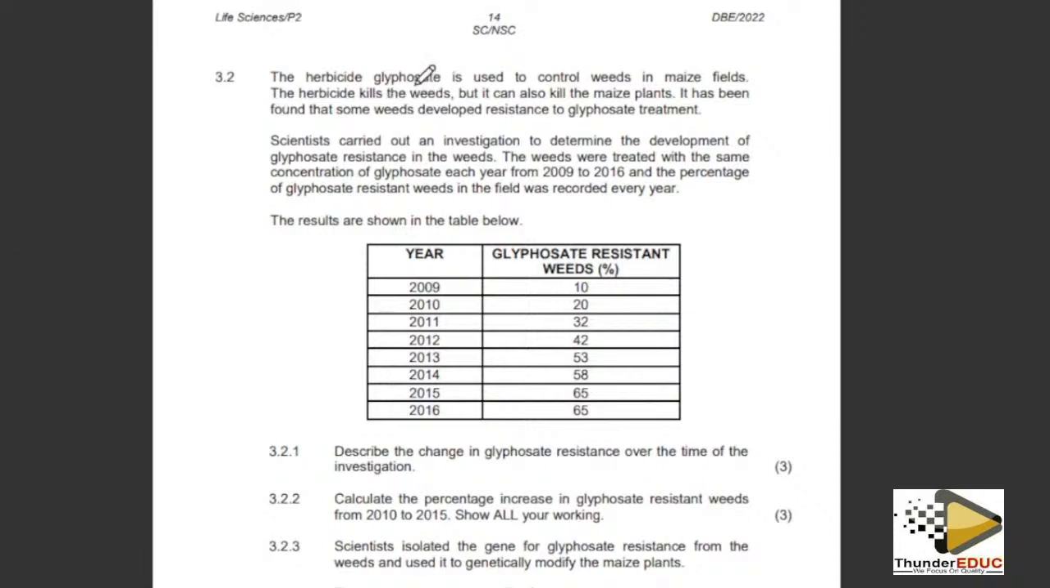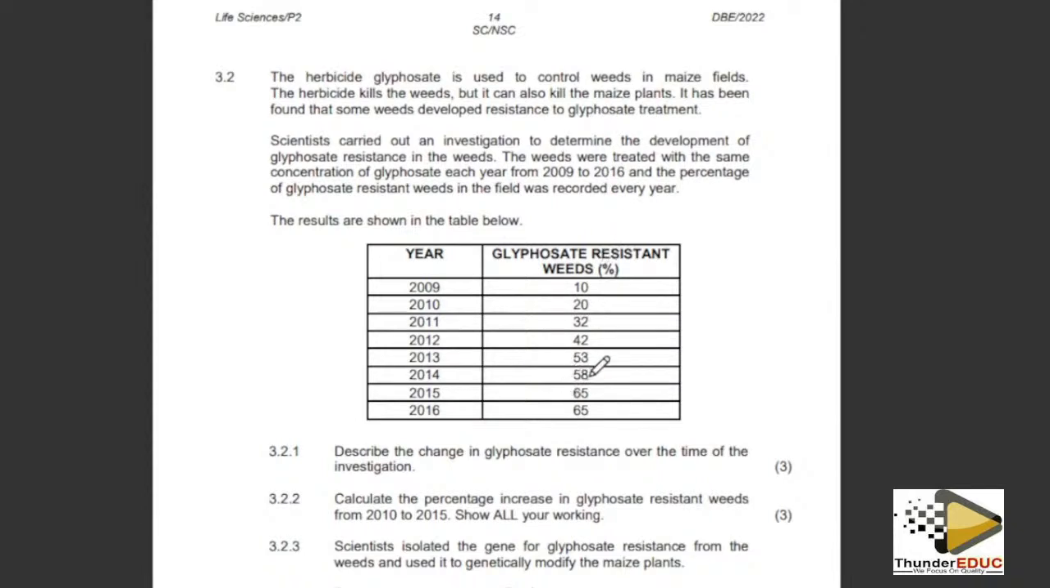Let's just read. Herbicides, this one is used to control weed in the maize, meaning that the herbicide will control the weed. You see? Okay, the herbicide kills the weed. It has been found out that the weed develops resistance to this. It means that the resistance will depend on the type of weed.